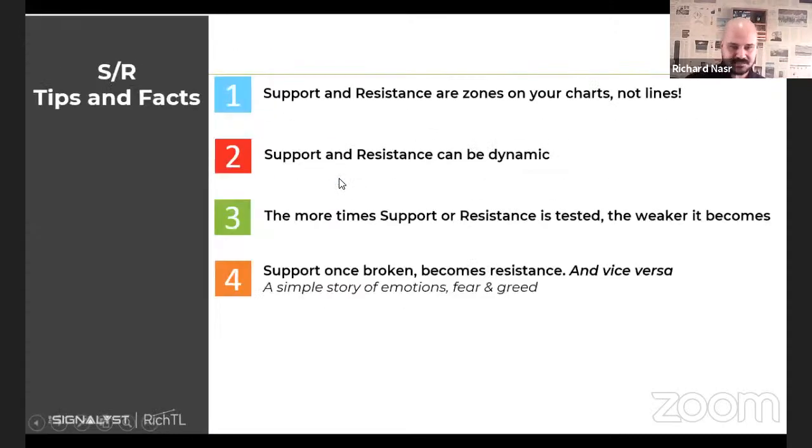Just as mentioned previously, the more times support and resistance is tested, the weaker it becomes. So the more a support is tested, the weaker it becomes, and the higher the probability for it to be broken down, for it to become a resistance. Of course, we'll take an example and we'll understand why. And once the support is broken, you already know it, it becomes a resistance, and vice versa. But in this session, we'll understand why and how. So let's start with our first topic, which is support and resistance.